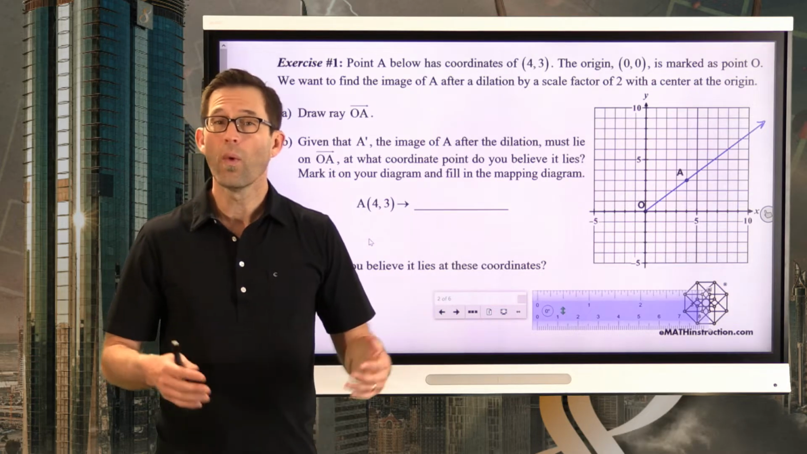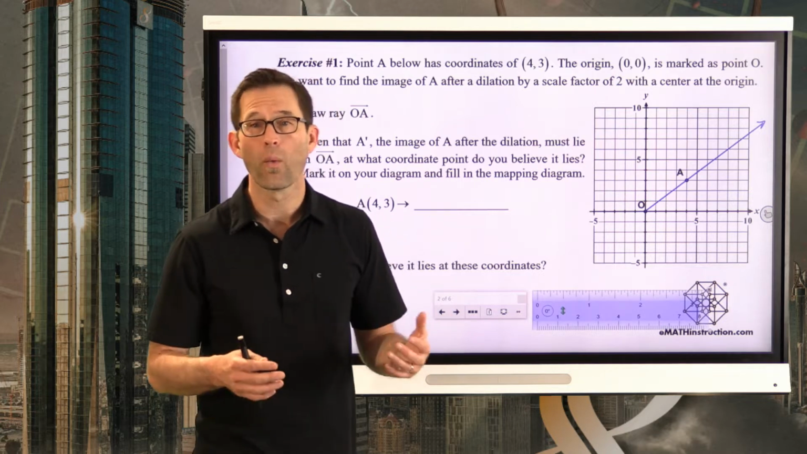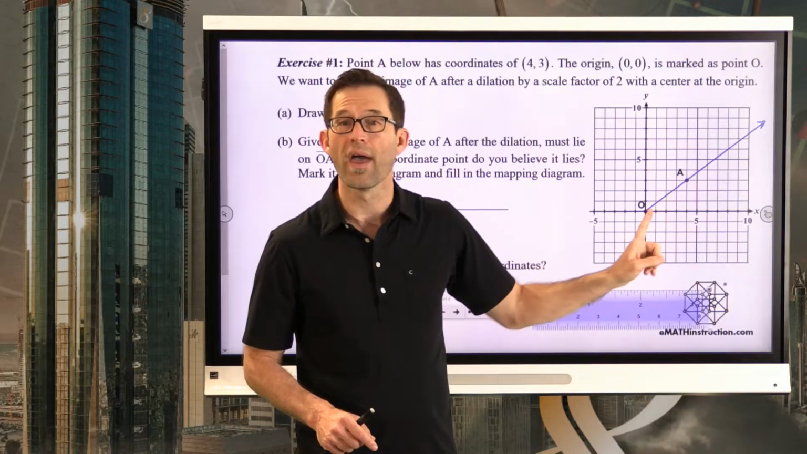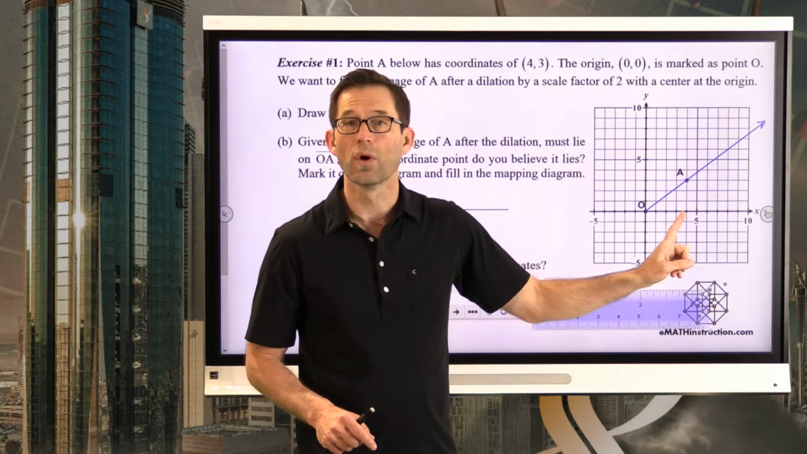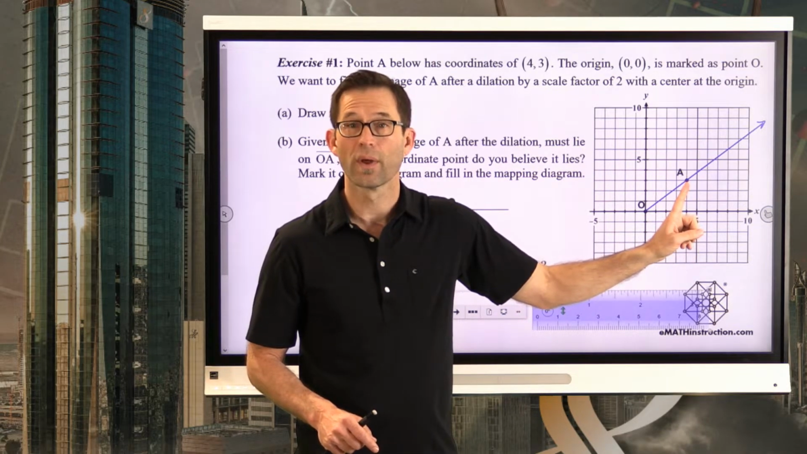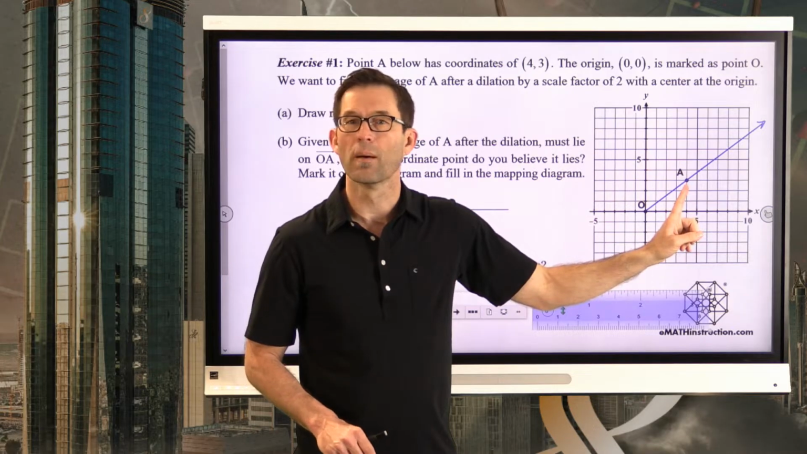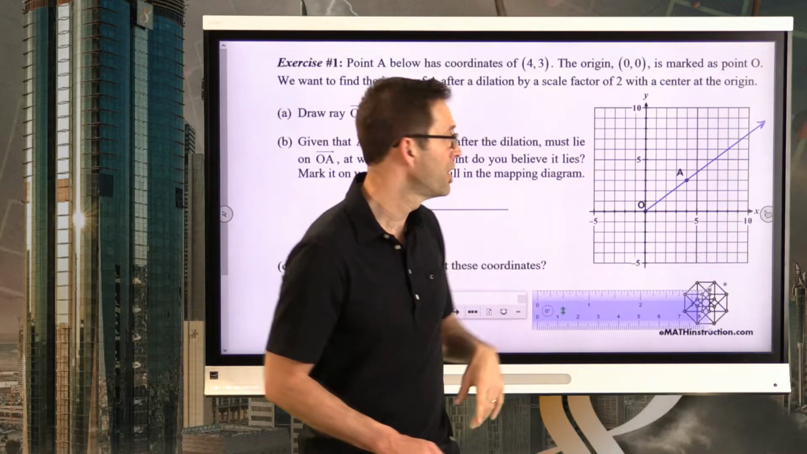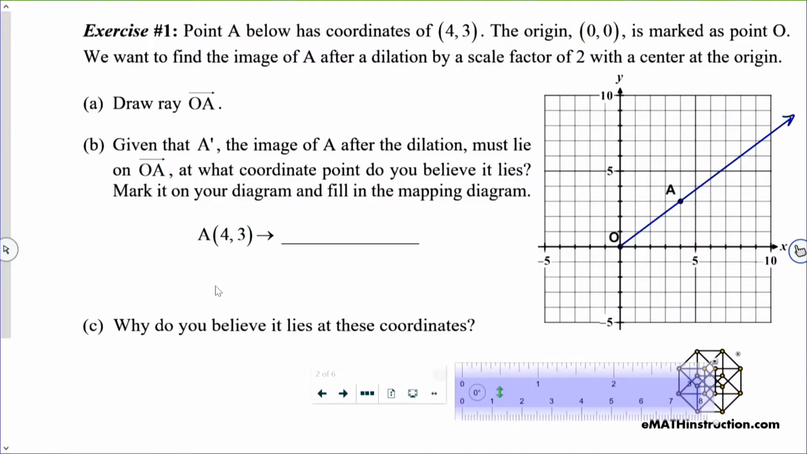All right, well, one cool way of thinking about where A prime should lie is saying, if I were at the origin and I wanted to go to A, I would walk 4 units over and 3 units up. Therefore, if I want to double the distance, I can walk 4 units over and 3 units up again, and I will be 1, 2, 3, 4, 1, 2, 3, right here. And of course, that's got coordinates of 8, 6.